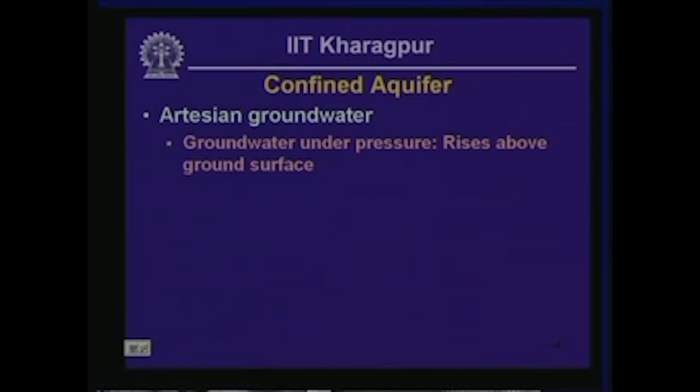Now, getting back to confined aquifer, to introduce the concept of artesian groundwater. As we have already learnt, artesian groundwater is groundwater under pressure, and as a result of the pressure, it actually rises above the groundwater surface. Now let's consider an example here.